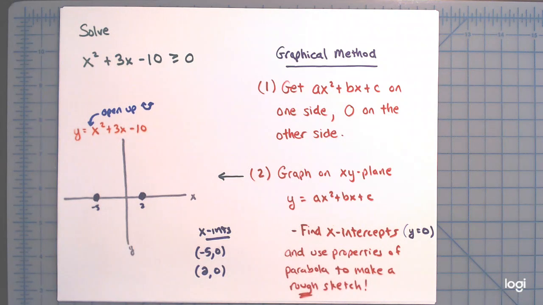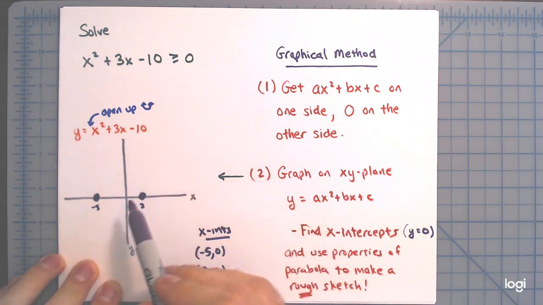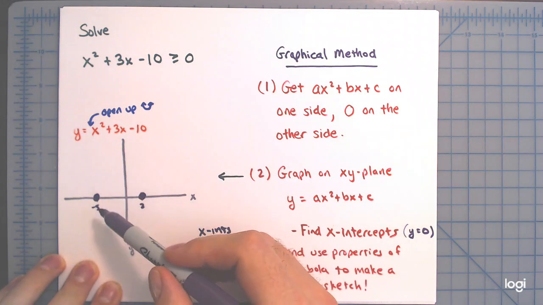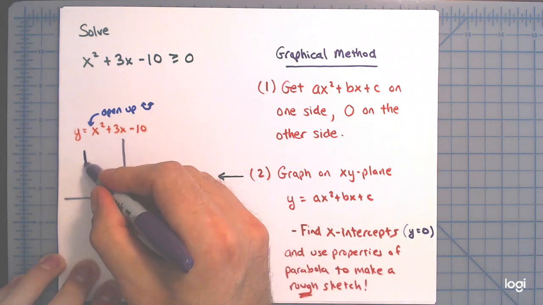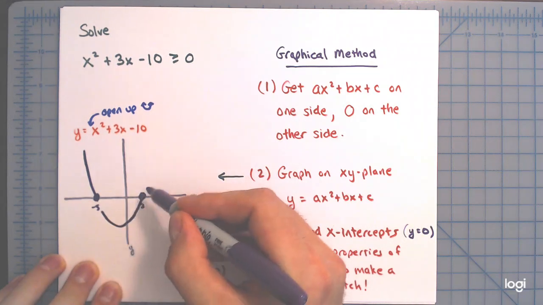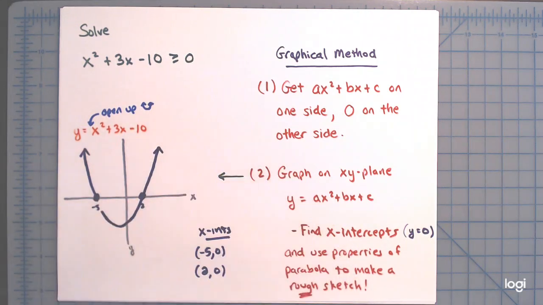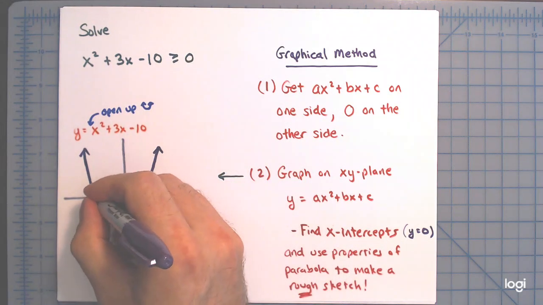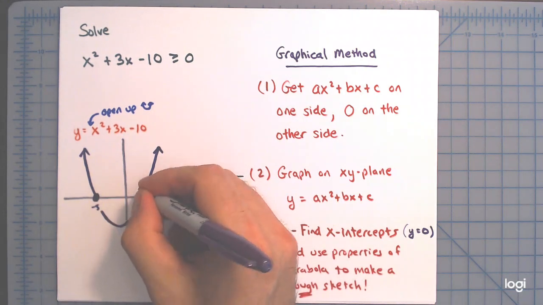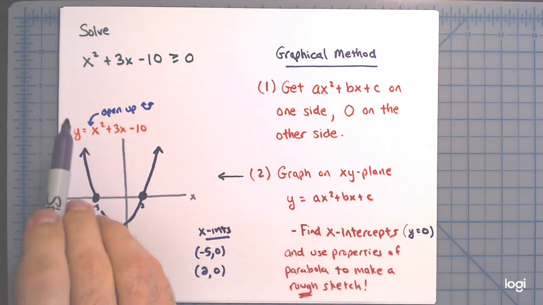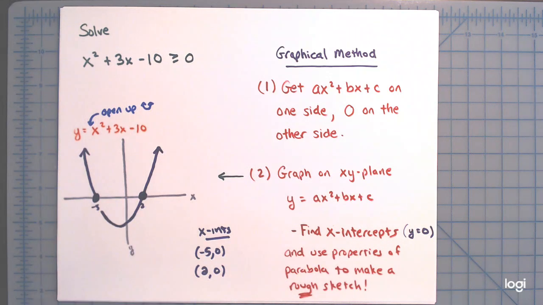So that helps me make a very rough sketch. I'm not plotting any more points other than the x-intercepts. But I know the parabola has to open up and go through these two points. It's not going to do this, it's got to do this somehow. Remember, it's symmetrical about some axis of symmetry. But the graph has to run through these two points, negative 5, 0, and 2, 0, and since the lead coefficient is positive, it has to open up. This has got to be the way it looks. I don't even care how low it goes or where the vertex is this time.